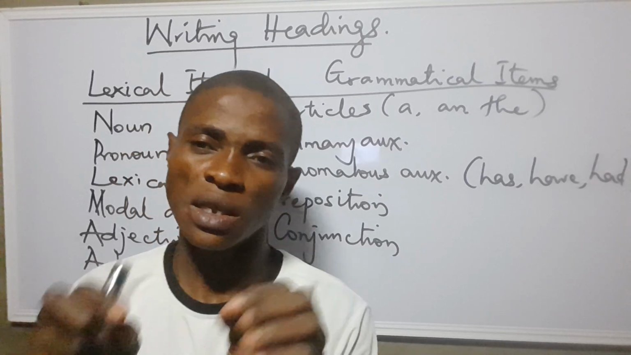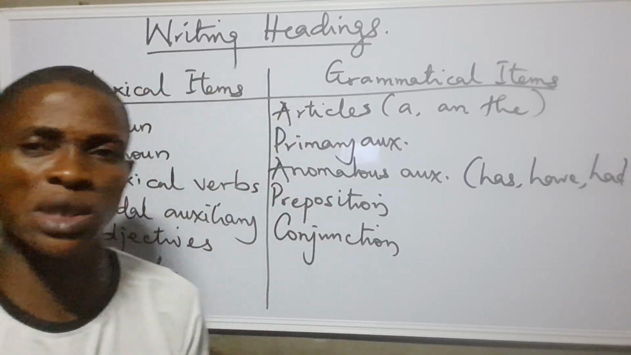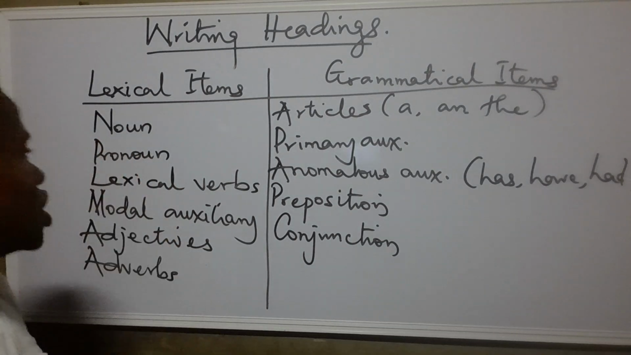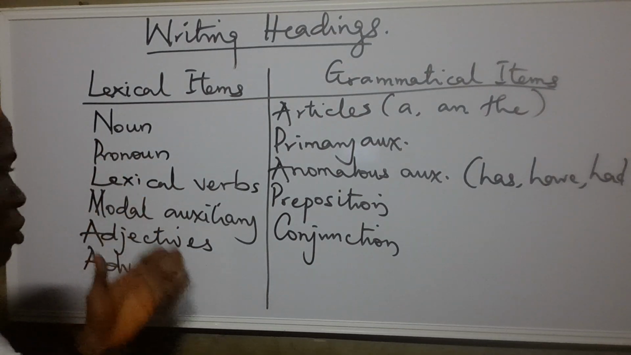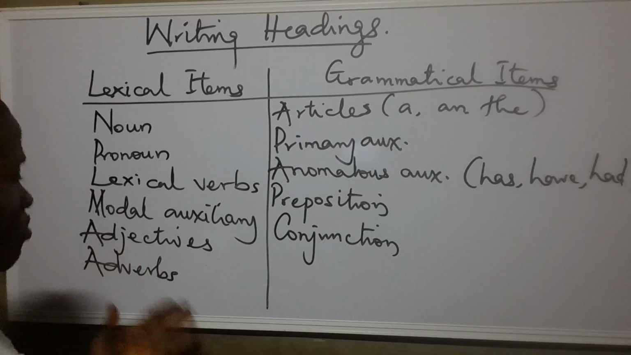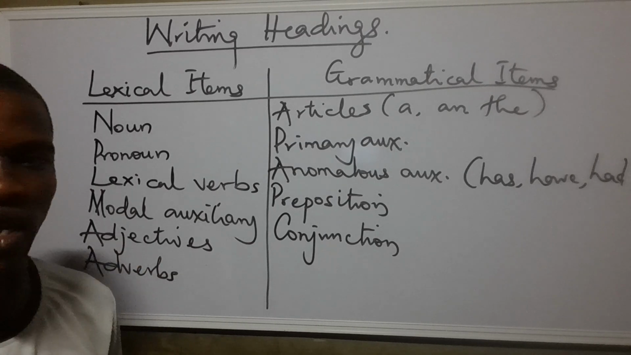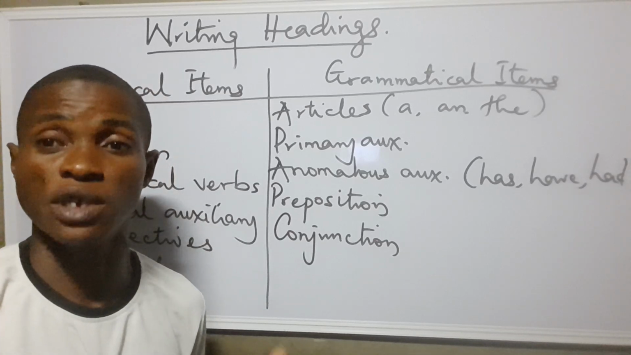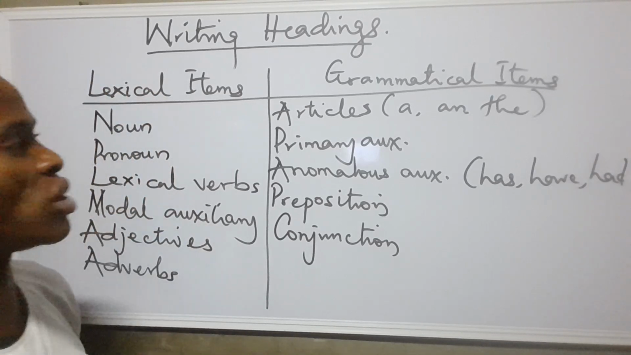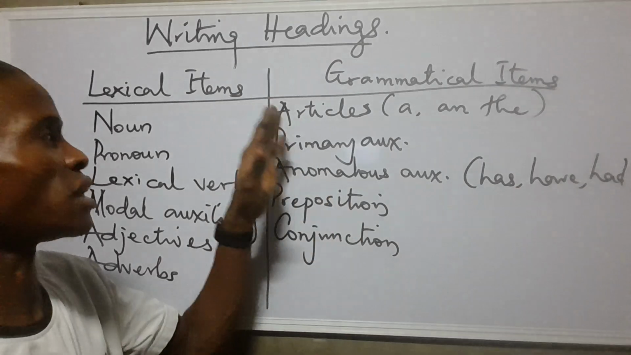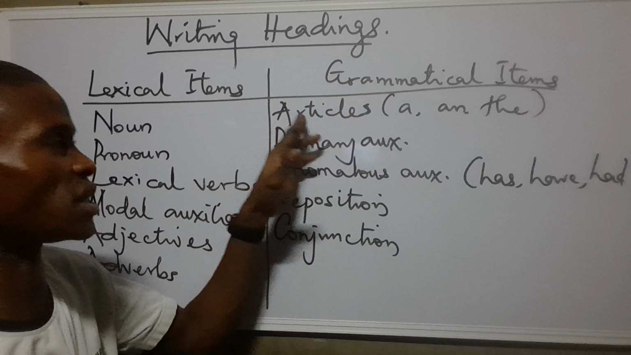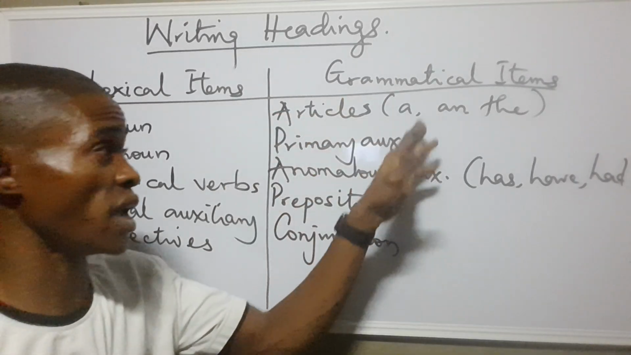And we talk of the lexical items. We're talking of all those items that could be categorized as nouns, pronouns, lexical verbs, modal auxiliaries, adjectives and adverbs. They are called lexical items because they perform certain actions, because they have specific meaning. And now the next one that we need to consider is called the grammatical items. What are the grammatical items? We talk of the articles. There are 3: a, an, and the.